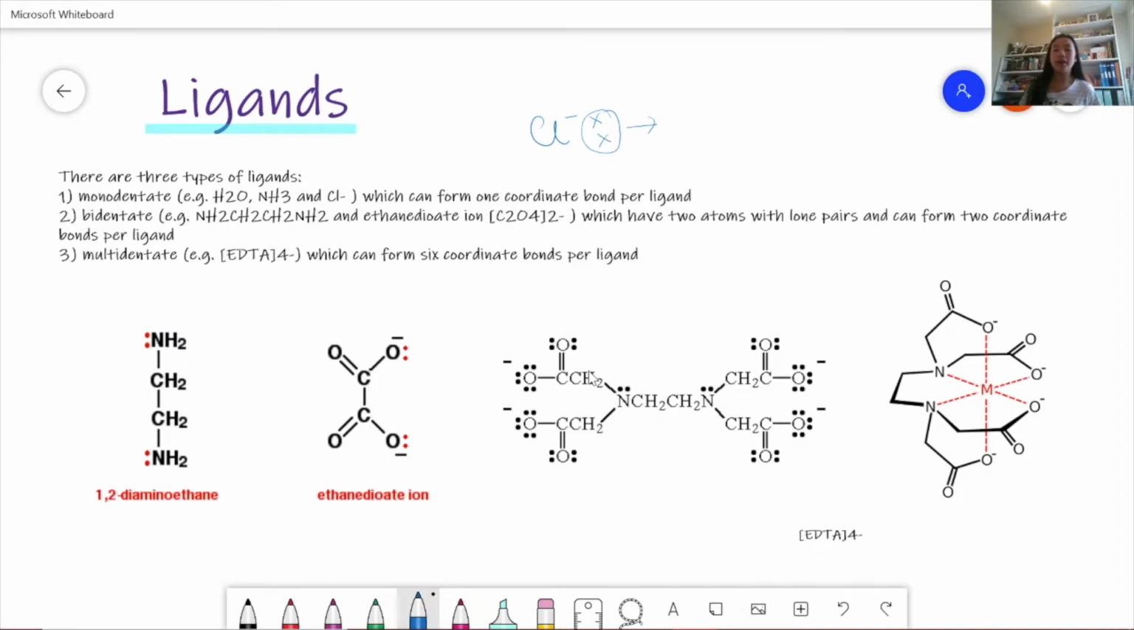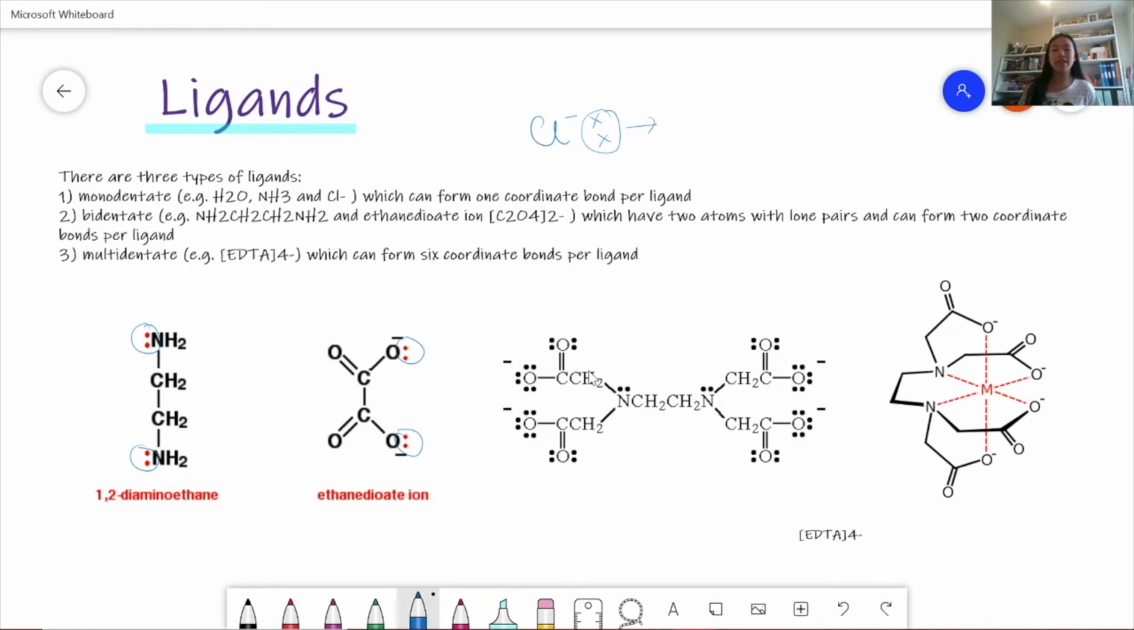The second type is a bidentate ligand. An example of this would be the ethanedioate ion or 1,2-diaminoethane. And these both have two atoms with lone pairs and can form two coordinate bonds per ligand. So if we see here the 1,2-diaminoethane example, we've got a pair here and a pair here. So that means that we can form two coordinate bonds with a ligand, and the same with the ethanedioate ion.